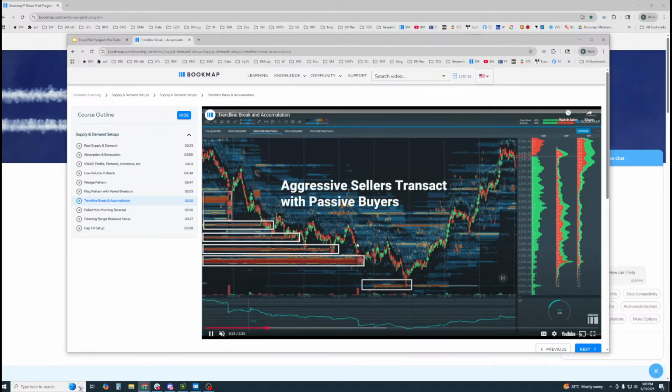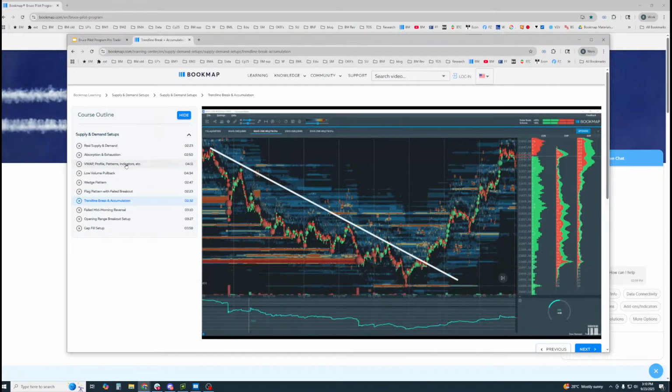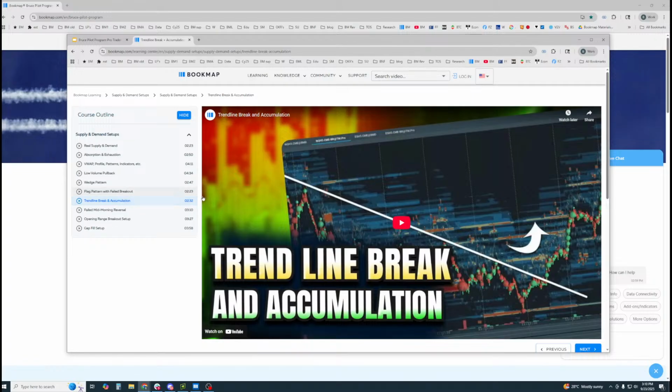Now this one, we chose it for a number of reasons, and any of these we could have chosen. In fact, the next one that we're going to choose, and talk about after this webinar, is the low volume pullback here. So we're going to combine some of these strategies together. The trendline break and accumulation is a reversal strategy. The low volume pullback is a continuation trade. And we're going to put both of these together. So what does that mean? It means that you're going to be highly flexible.